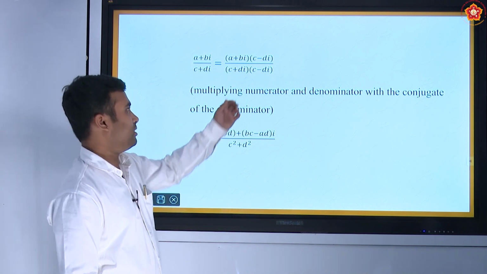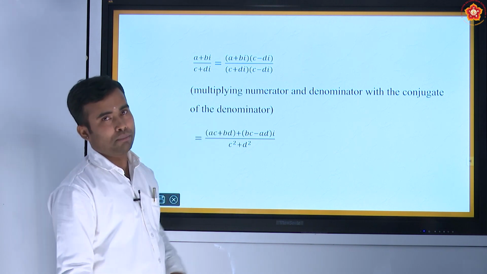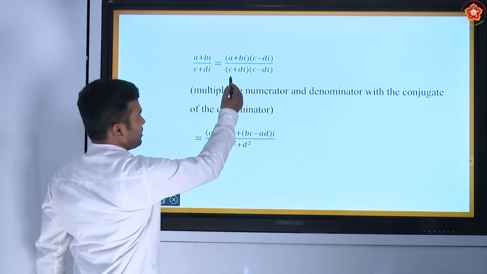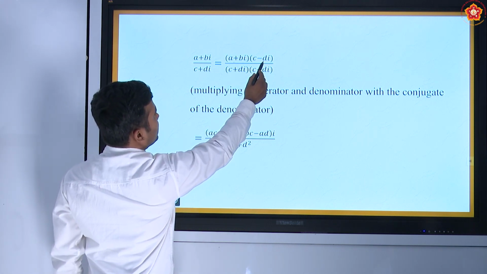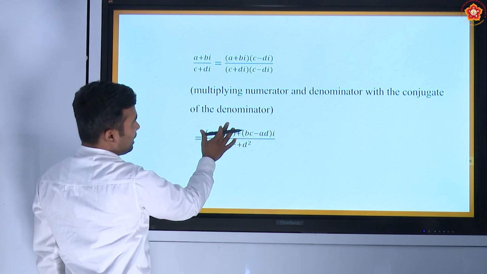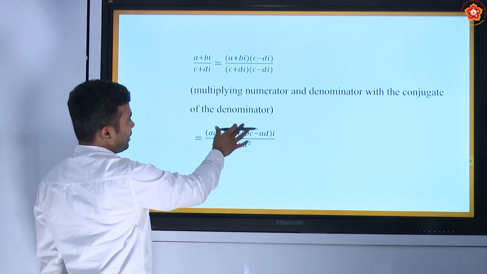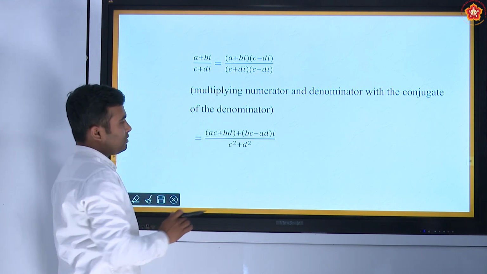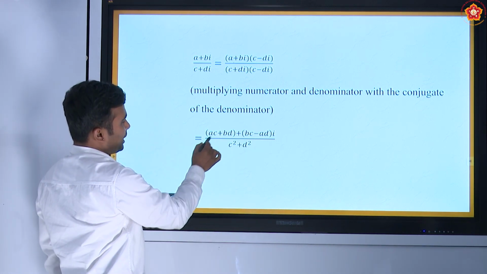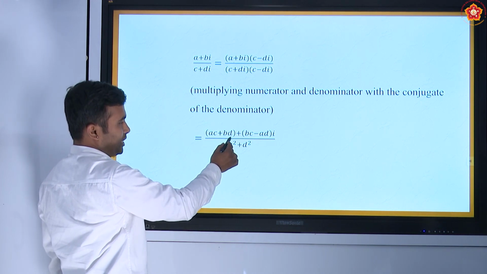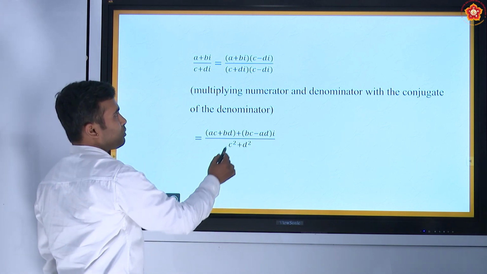We multiplied both numerator and denominator with the conjugate of the denominator, and now we multiply A into C minus A into Di, and we have grouped that, as you already know the multiplication of two complex numbers. So we have done it here. We grouped the real parts as well as the imaginary parts. Now Z1 by Z2 is equal to AC plus BD plus BC minus AD into I divided by C square plus D square.